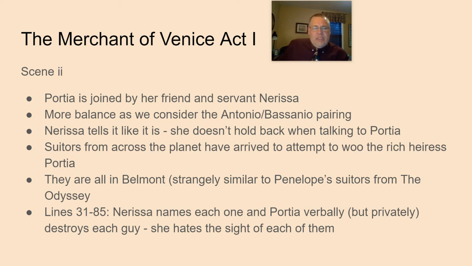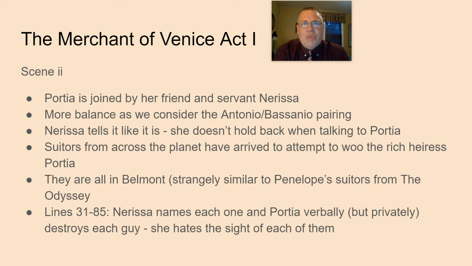As this scene continues in lines 31 to 85, what we get is that it's a somewhat comical scene because what you have is Nerissa and Portia who seem to be peering out, looking at the group of the suitors who have arrived. And what's going to happen is Nerissa is going to name them off one at a time, and Portia is going to describe them for her.